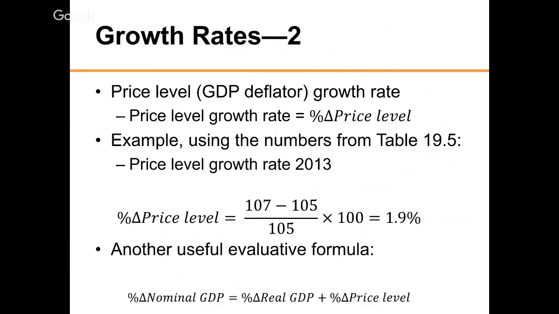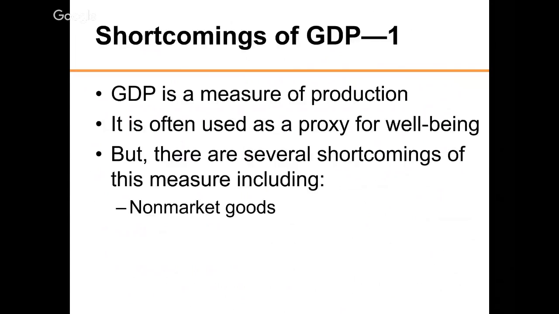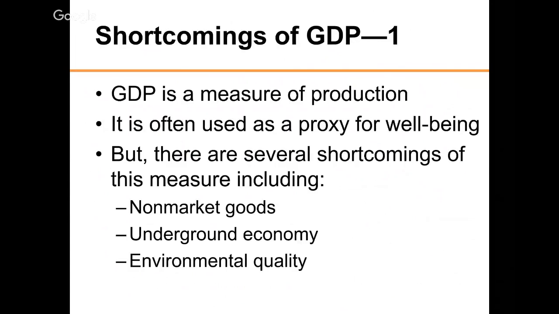Okay, so GDP is not perfect. GDP doesn't measure all the problems in the economy or all the benefits in the economy. So for example, here are some listed goods that are not measured: non-market goods, underground economy, environmental quality, and then leisure. Let's go over them.